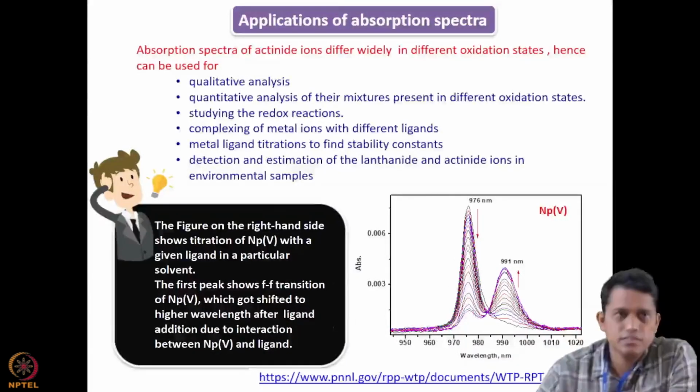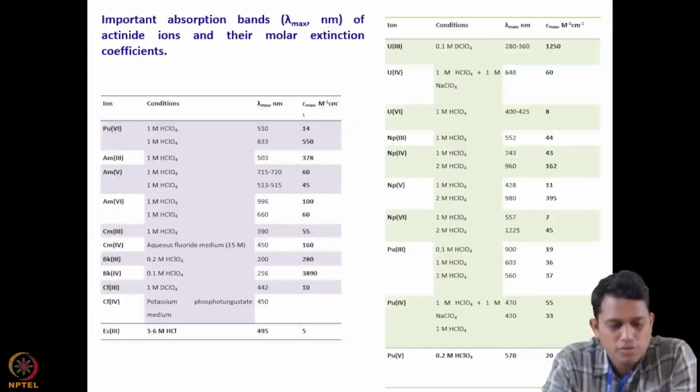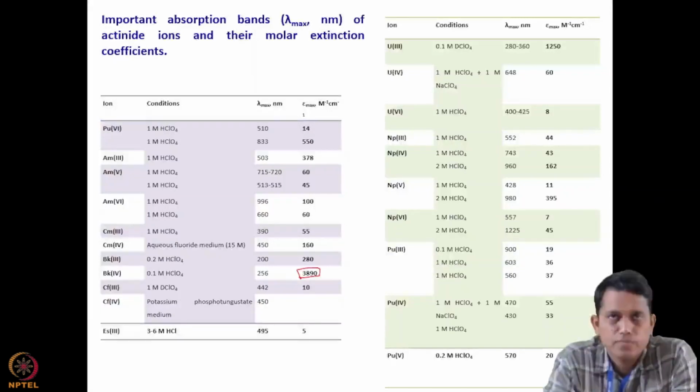In the last lecture, we left off on the absorption studies of lanthanides and actinides. In this particular table, I have given you the lambda max as well as the epsilon max, that is the molar absorptivity of different actinides in 1 molar perchloric acid. You can see that many of the actinides have a very high epsilon max, which suggests that you can measure even a very small quantity of these actinides using UV spectroscopy.